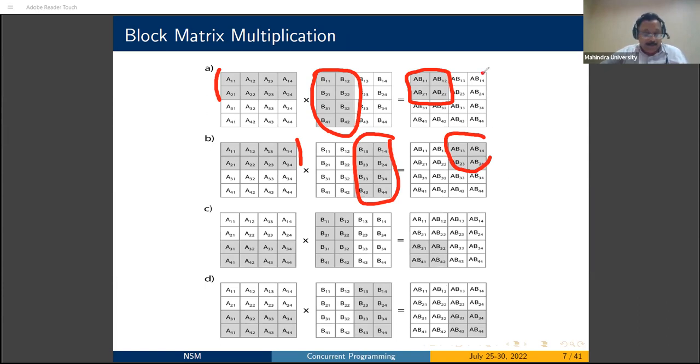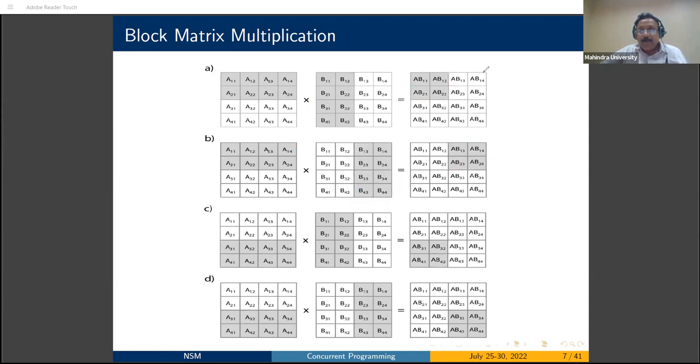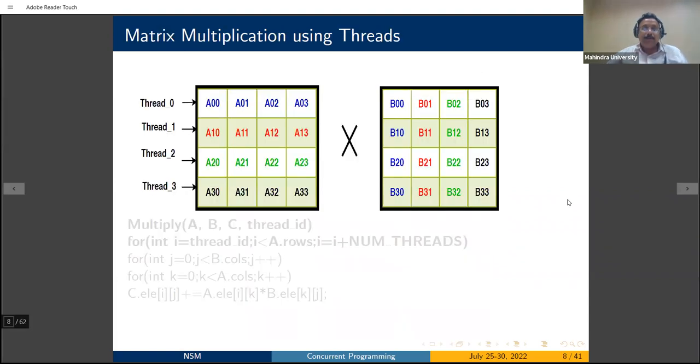How can it be computed? It can be computed by using one thread, or it can be computed by using multiple threads. How can it be computed by using multiple threads? For the sake of simplicity, I considered 4 threads: thread 0, thread 1, thread 2, thread 3. Thread 0 is responsible for multiplying all the elements of the second matrix.